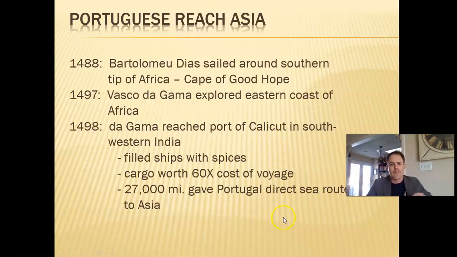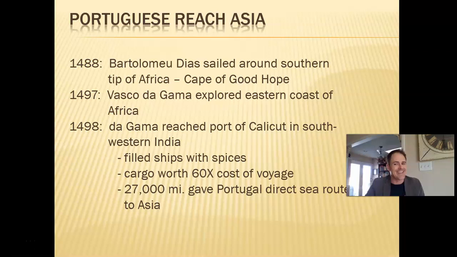All right, so in 1488, Diaz, that guy we saw in the quote before, finally sails around the southern tip of Africa, around the Cape of Good Hope. Da Gama, 9 years later, explores East Africa, and finally in 1498 he reaches Calicut in southwestern India.